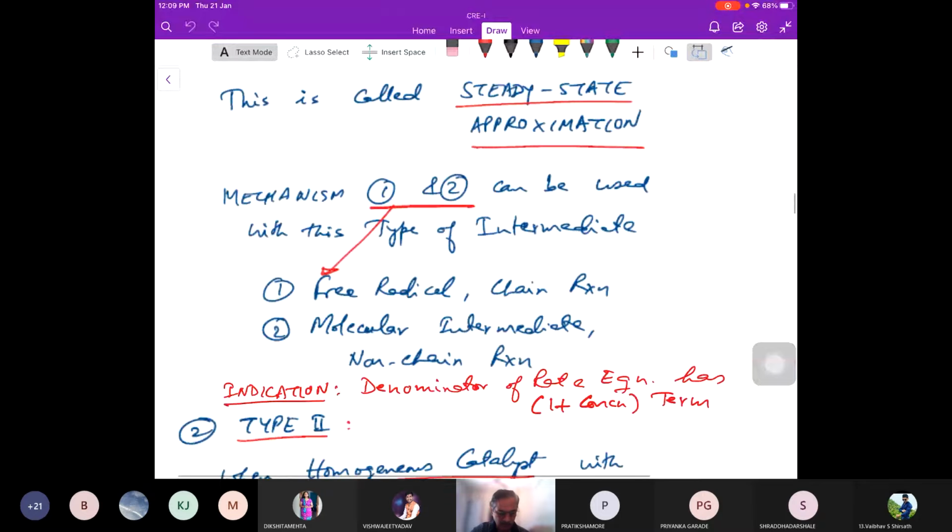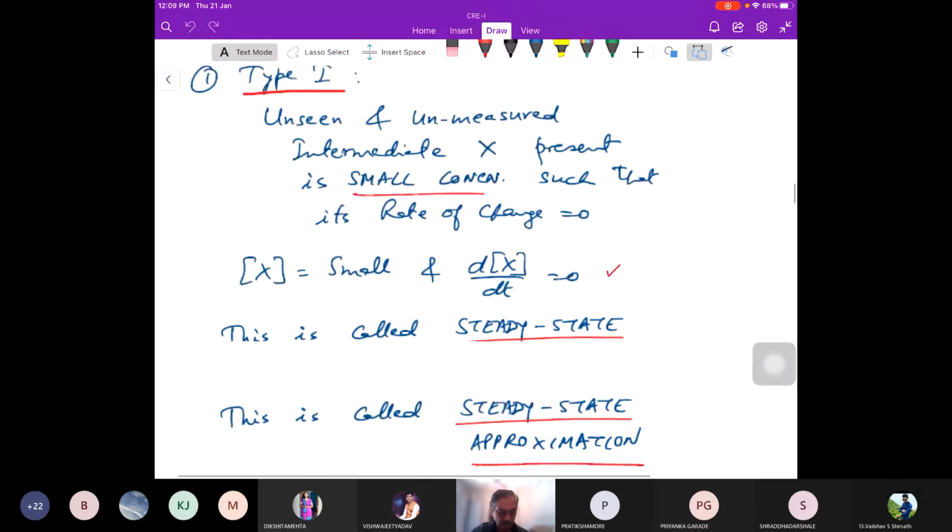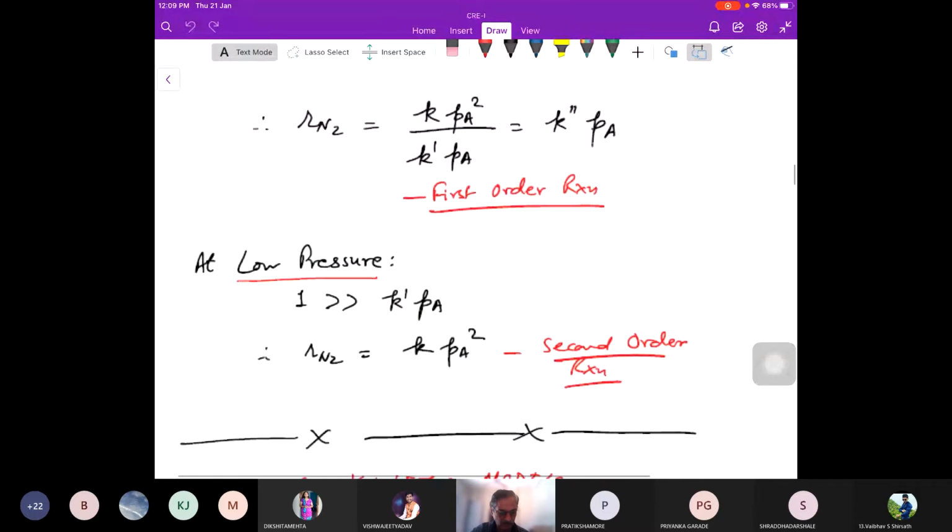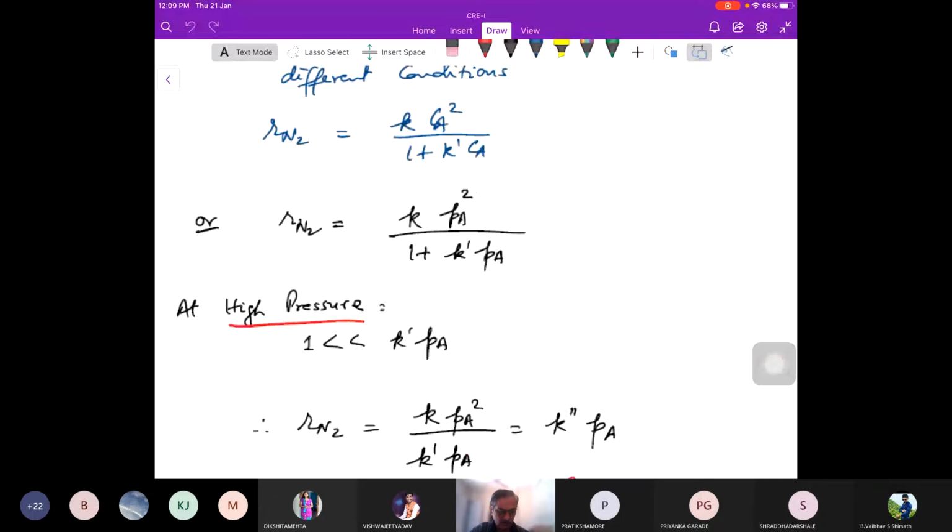And then here I added one step, indication. In the rate equation, the denominator has 1 plus concentration term, right? We have seen this 1 plus concentration term here, right? So in this case it indicates it should be type 1 intermediate. This is just looking backward, okay? Nobody made any such rule, but this is my observation that if this comes, you assumed type 1 intermediate, and you'll get this kind of rate equation.